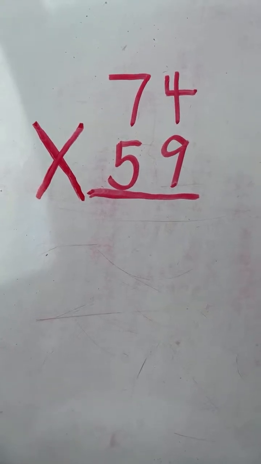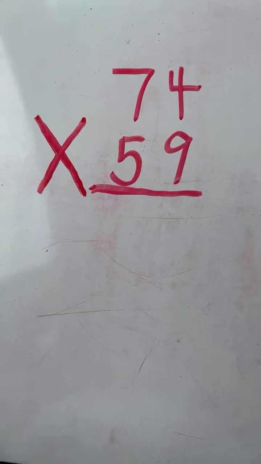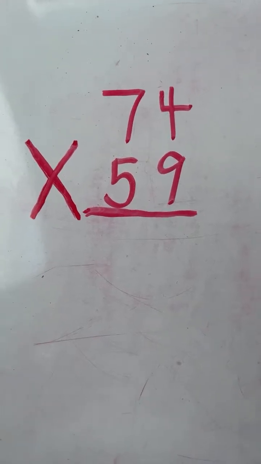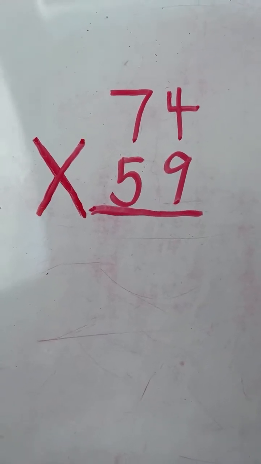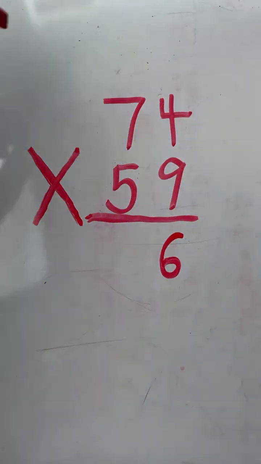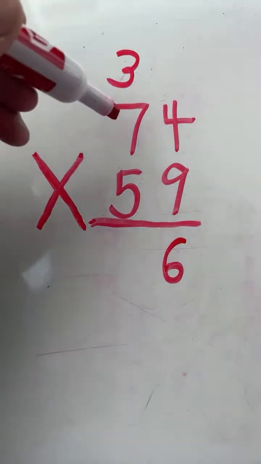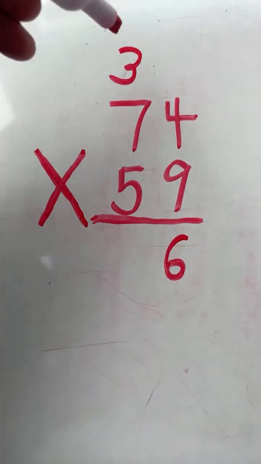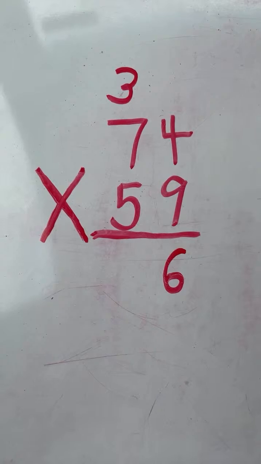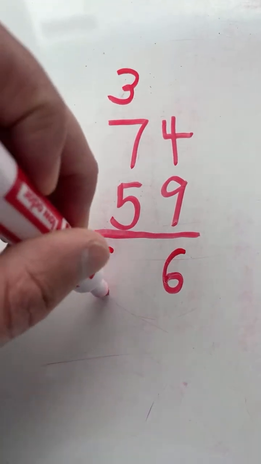So 74 times 59. Step 1, we are going to multiply the 2 digits in the ones place. We're going to multiply 4 times 9. 4 times 9 equals 36. Now, because our product is more than 10, we have to regroup. So the 6 in 36 goes in the ones place, and the 3 is carried over to the tens place. Next, we are going to multiply 7 times 9, and then we have to add the 3 to our answer. So 7 times 9 equals 63, plus 3 equals 66.